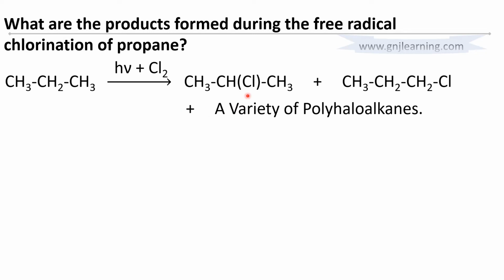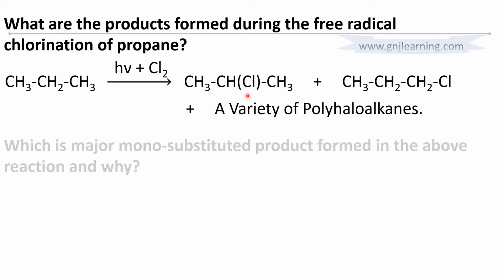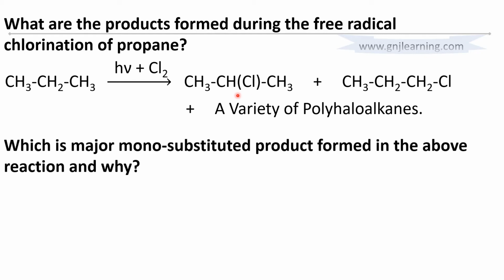Clear? Now next question is, among these two products formed here, which is the major mono substituted product? So among these two products we have primary carbon substitution and secondary carbon substitution. Which is the major product?